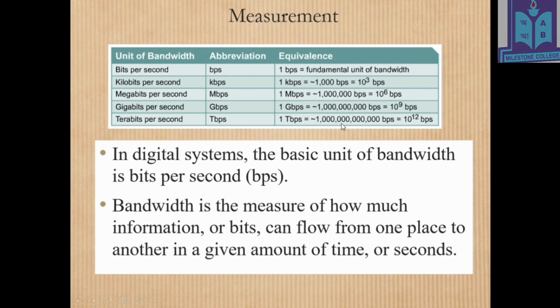In a digital system, the basic unit of bandwidth is bit per second. Bandwidth is the measurement of how much information or how many bits can flow from one place to another in a given amount of time. This is the summary I wrote here, because you can know in a single second how much data it can send in terabits, gigabits, megabits, and kilobits or bits per second.